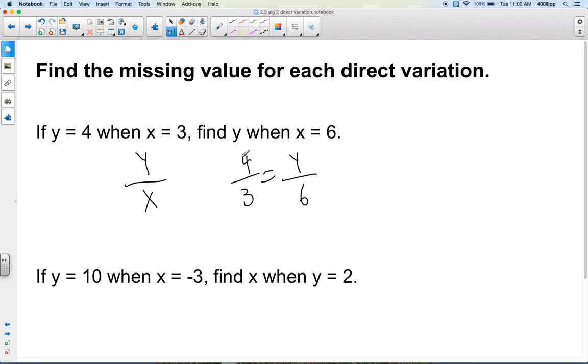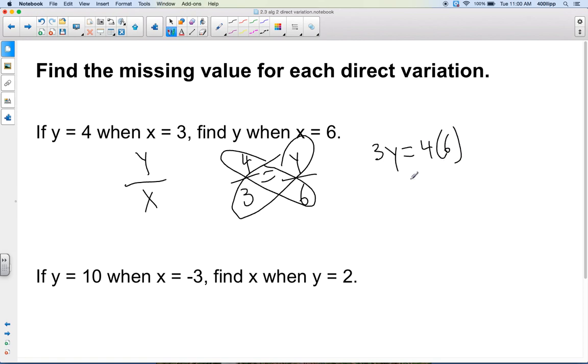So y over 6. Cross multiplying here, 4 times 6 will be equal to 3y. So we have 3y equals 4 times 6, showing the work. We get 3y is equal to 24, dividing both sides by 3, and we get y is equal to 8.